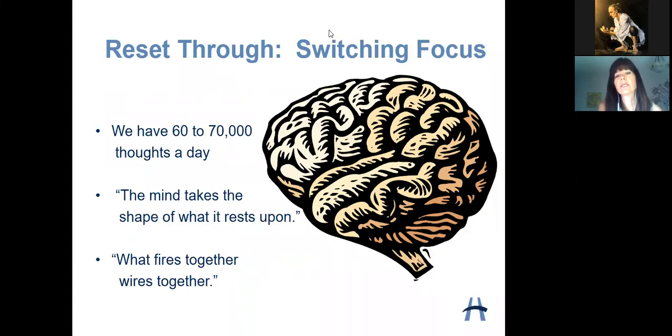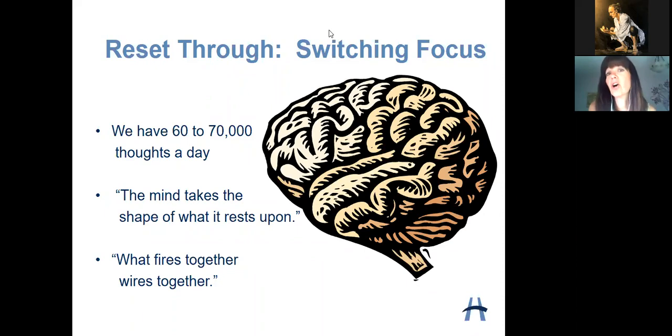And then this is really about noticing and resetting, switching our focus. We have 60 to 70,000 thoughts a day. Most of those are negative. Most of them are repetitive. This is then what our brain starts to focus on, the negativity.